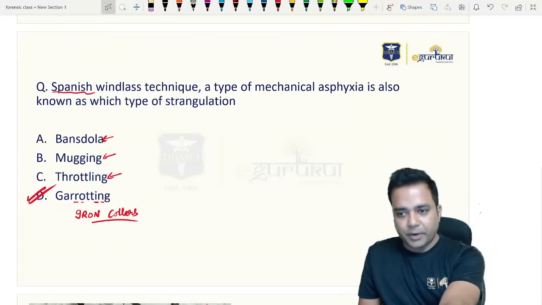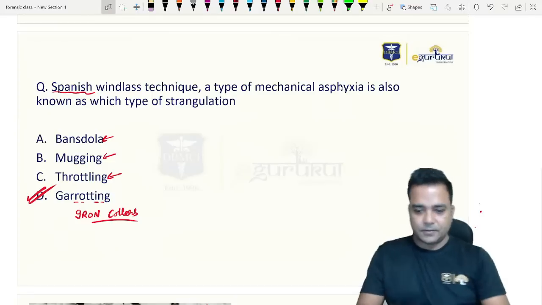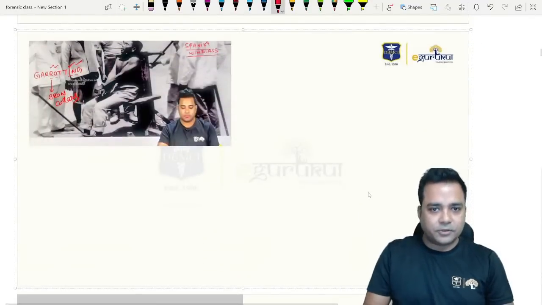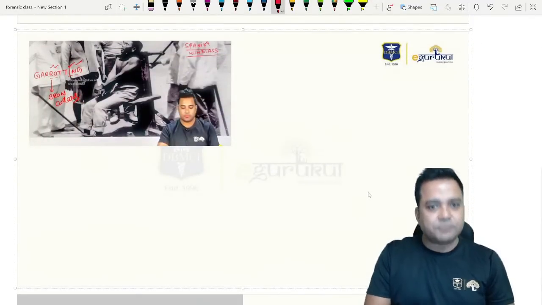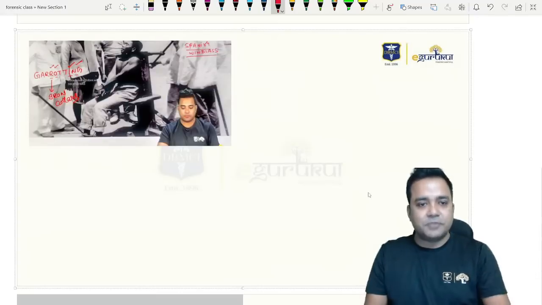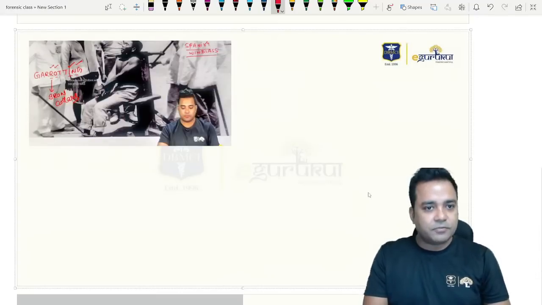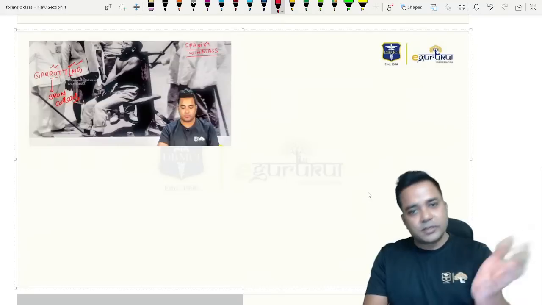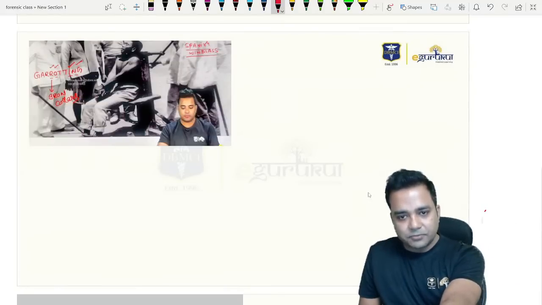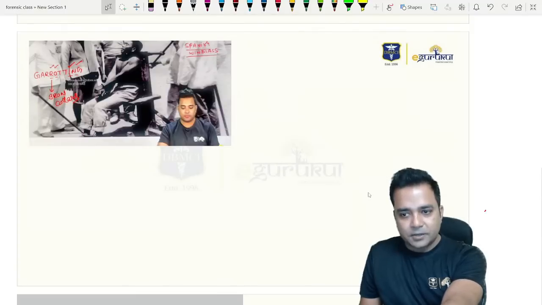And this similar topic was covered in our recent revision express videos too. With the help of this image we covered in the revision express videos that this is the iron collar which leads to garroting. Garroting is by iron collars, and yes, this is a type of Spanish windlass technique. Another name used is Spanish windlass technique. Let us move on to the next one.